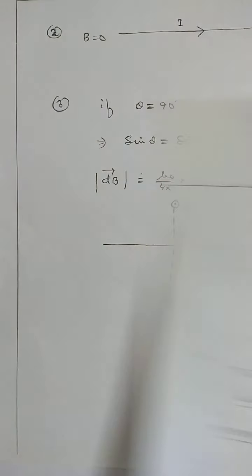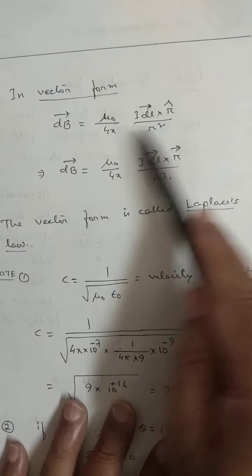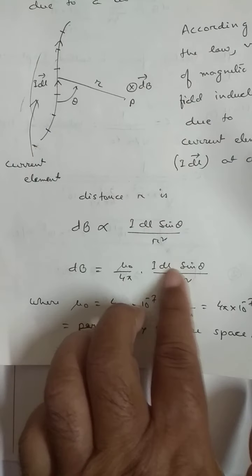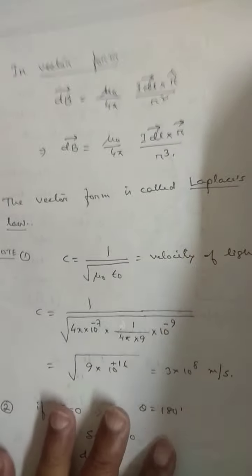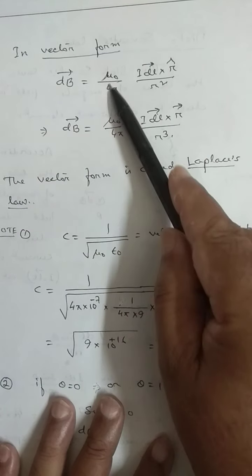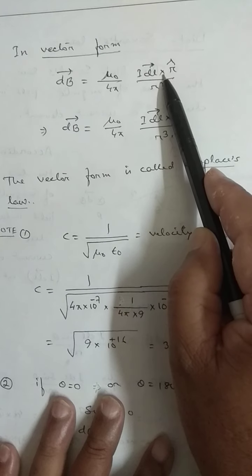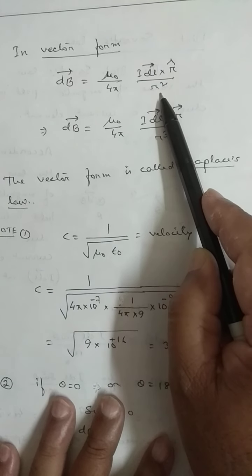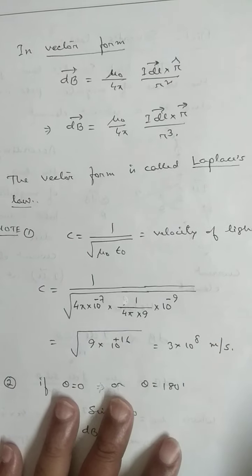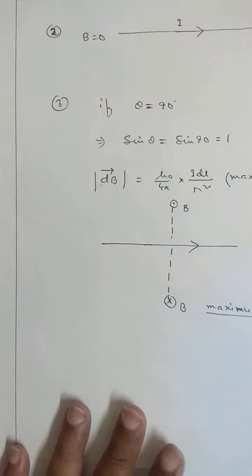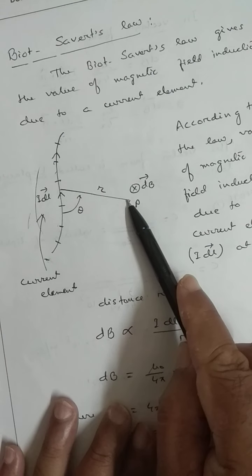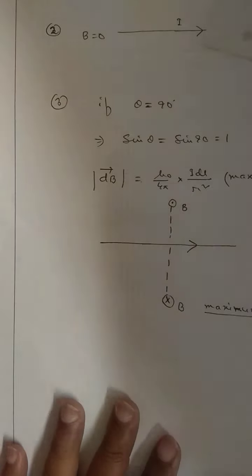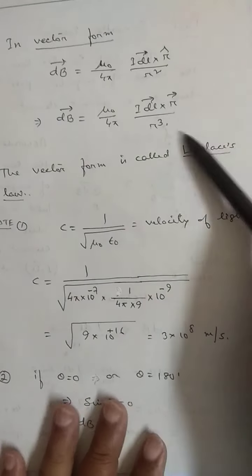Okay? So if I write in the vector form, since it is sin theta, have you seen it? It is sin theta, no? It is IDL sin theta by r square. Since sin theta, we may express the Biot-Savart law in this form. dB vector is equal to mu 0 by 4 pi IDL cross r cap by r square. What is r cap? r cap is a unit vector along the direction of r. So this is the direction of r cap. What is the magnitude of r cap? Magnitude of r cap is 1.